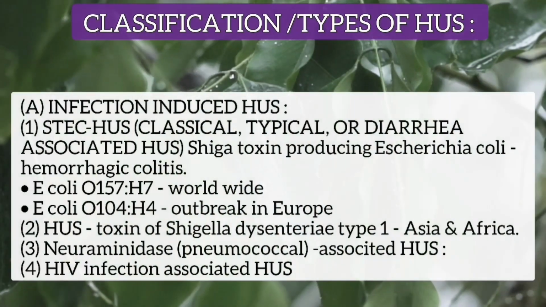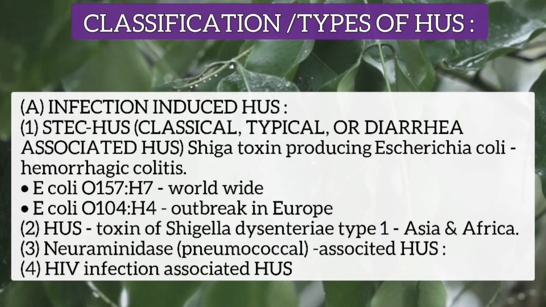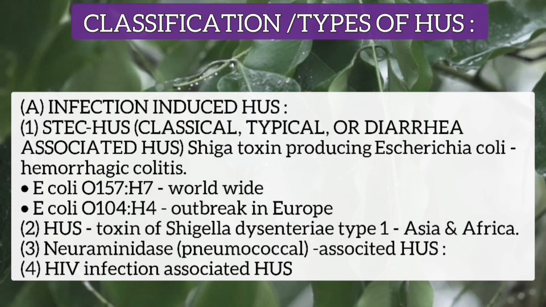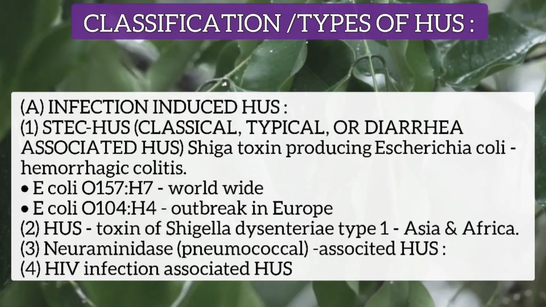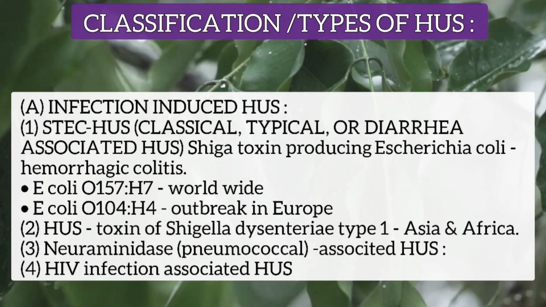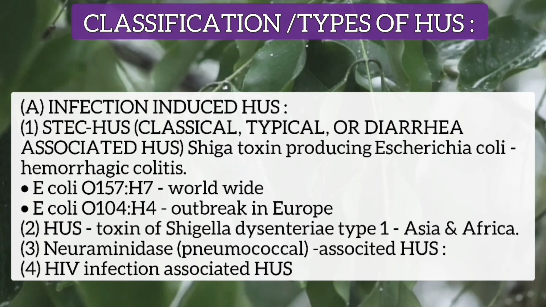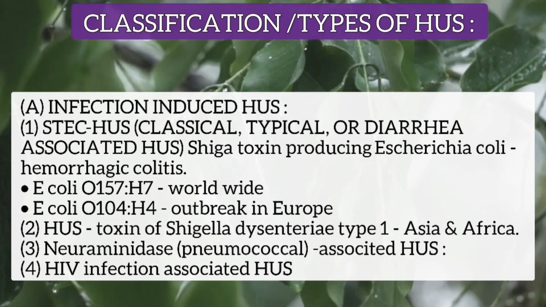Now I will discuss the classification. The first type is the infection-induced. In this, Shiga toxin-producing E. coli-associated hemolytic uremic syndrome is the most common. It is also known as classical, typical, or diarrhea-associated hemolytic uremic syndrome.